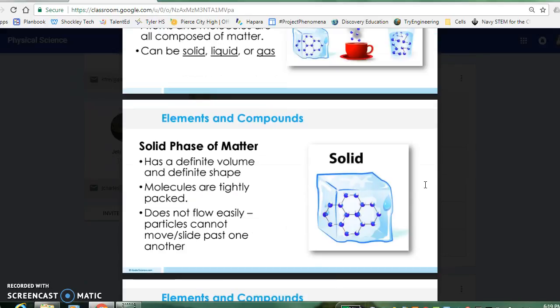The first phase would be the solid phase of matter. An object that is in the solid phase of matter is going to have a definite volume and a definite shape. Its molecules are tightly packed together, but even though they are really close together, it doesn't mean that they're not moving. They still move, but just very barely. They can't flow past one another or slide past one another easily. They just kind of vibrate off one another.